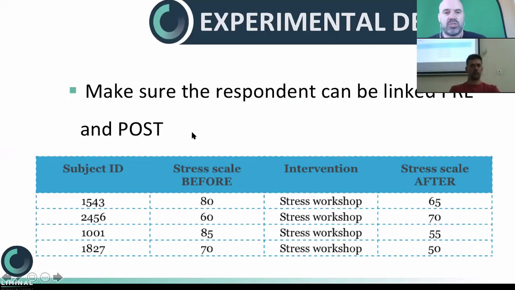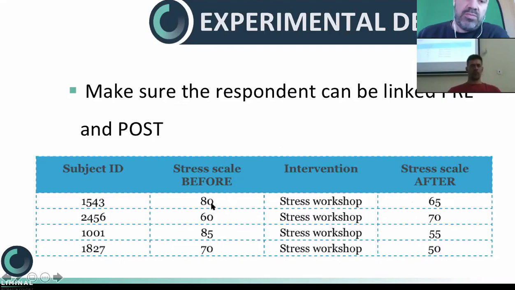Okay, so what I was talking about was this link between the pre and the post. There's the subject ID, so you see this person, 1543. Say, for instance, you measure stress before, and then there's some sort of intervention, and then you measure it afterwards. This 80 here was for this first person, and then this person's stress level went down to 65. In the analysis, we'll subtract this from that, so then we get less stress.